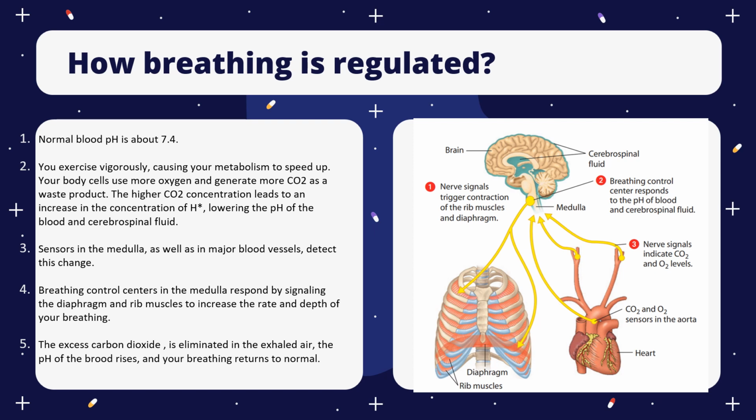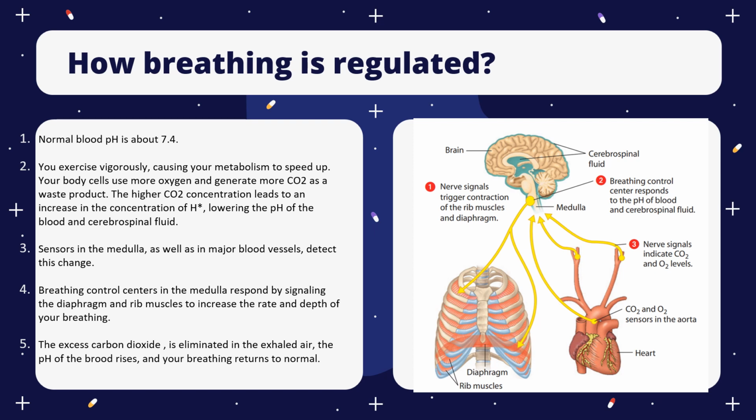First off, as we all know, the normal blood pH is 7.4. When we exercise vigorously, our metabolism speeds up and our body uses more oxygen, as a result releasing more carbon dioxide as a waste product. As the levels of carbon dioxide in the blood increase, the concentration of H+ ions will also increase, and this will lower the pH of the blood and the cerebrospinal fluid.